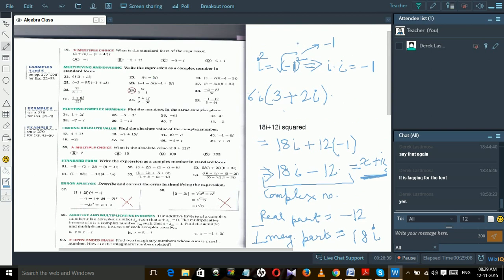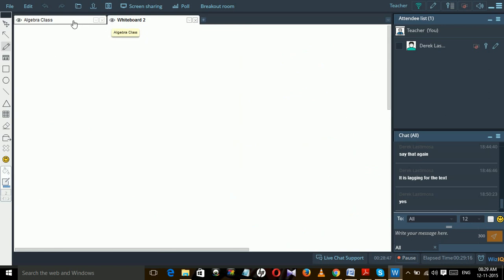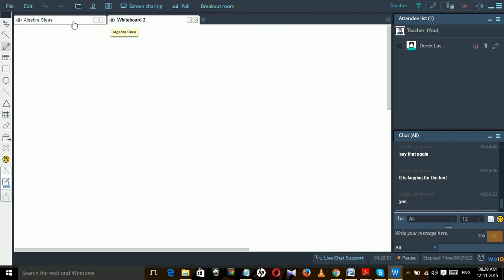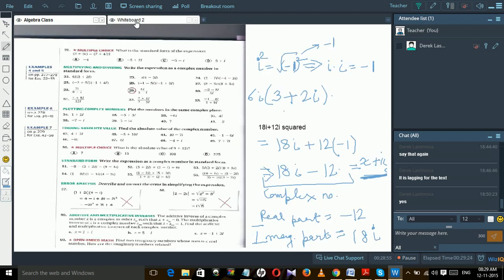So you're familiar with this part. Okay, let's move back to your questions. I'm making a new whiteboard for solving the problems. It will be convenient for us.